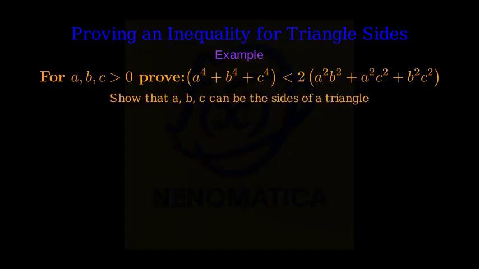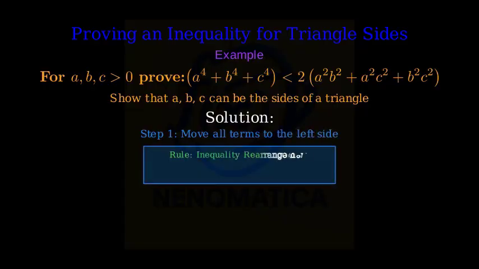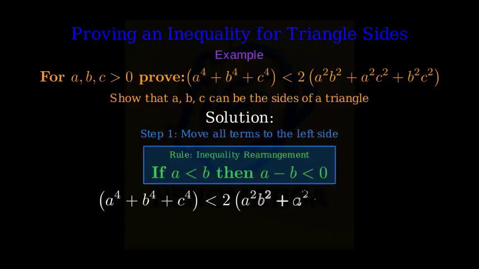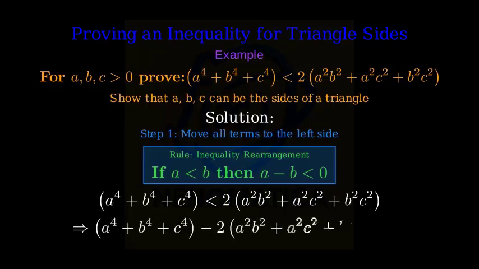a to the fourth plus b to the fourth plus c to the fourth is less than 2 times a squared b squared plus a squared c squared plus b squared c squared. Now, let's solve this step by step. First, we need to move all terms to the left side of the inequality. We're rearranging the expression to isolate everything on one side.